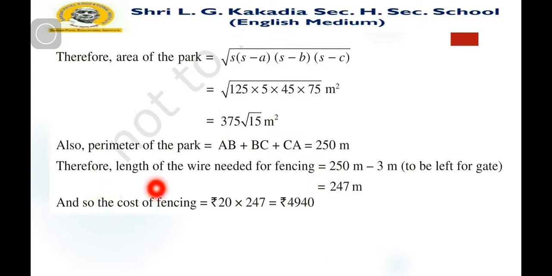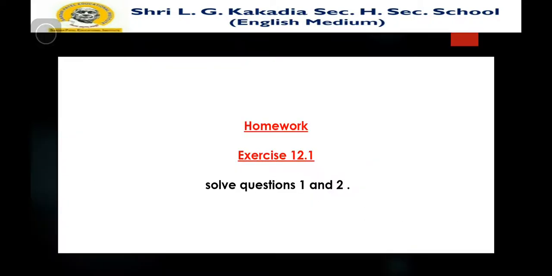Now the cost of fencing is 20 rupees per meter. So 20 into 247 is equal to rupees 4940, that is the cost to fence around the park. So in this way you can solve some examples from exercise number 12.1. There are some questions, number 1 and 2, which are similar to example number 1 and 2. Try to solve them by yourself.